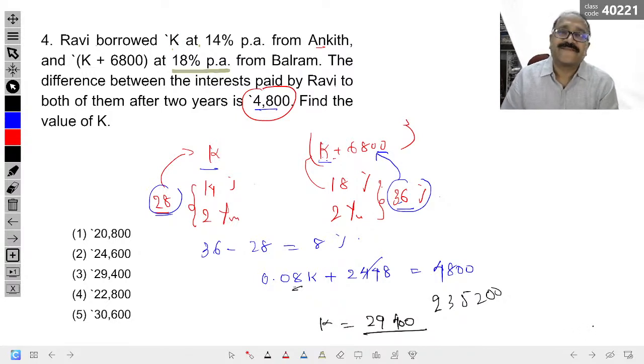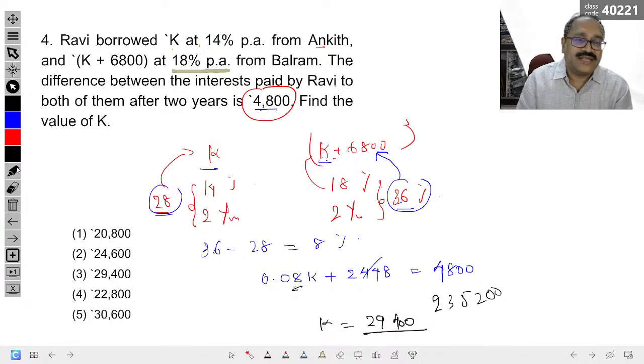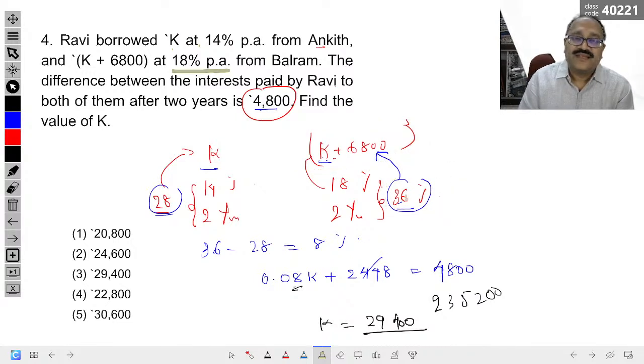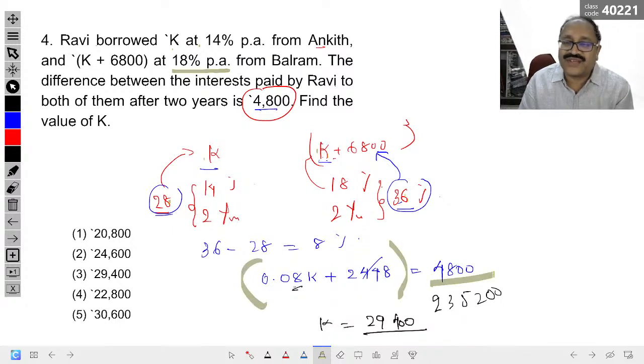29,400. Option 3. Done. So here you have to work with a little logical way, because you are understanding that here on K you are paying 28%, but here you are paying on K plus 6,800 36%. So you will be paying 36% of K here, here 28% of K. How much extra? 8% of K extra, plus 36% of 6,800. This part is extra, which is equal to 4,800. By solving this, you are getting K value.